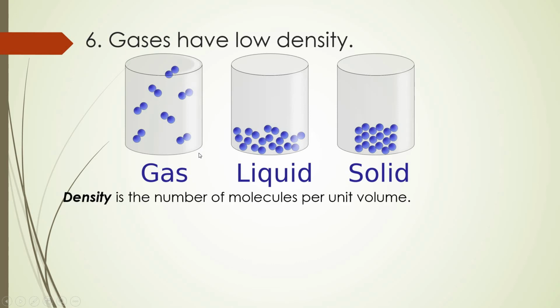So first of all, let us see what we mean by density. Density is the number of molecules per unit volume. In one unit volume, how many particles or molecules are present? That is known as density. The more molecules per unit volume, the more the density. The fewer molecules per unit volume, the lower the density. So in these three states of matter, gases have the least number of molecules per unit volume, hence gases have the least density.